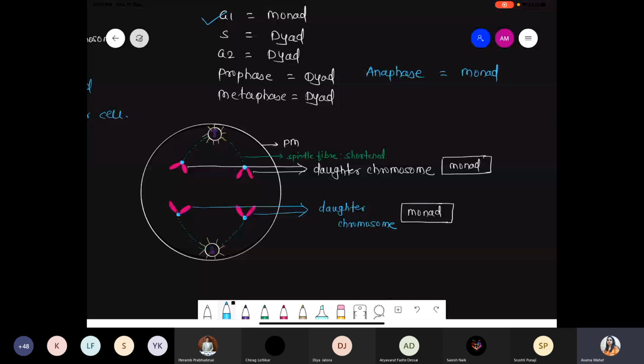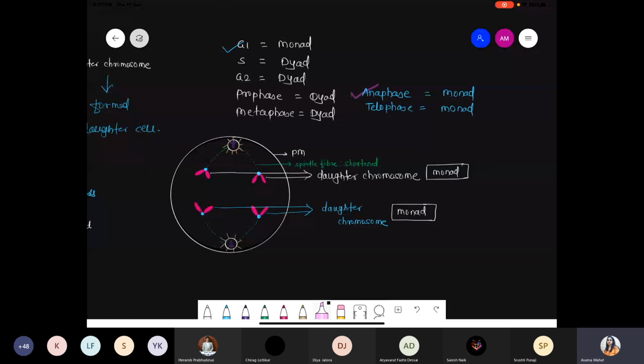The same holds for the telophase. As the cell enters telophase, obviously this condition is achieved, that is the monad condition. Okay? So where will the question be designed from? The question will be designed from anaphase. Because you know very well that once the cell enters telophase, there is a formation of two nuclei. So it is a clear-cut scenario that the DNA content is equally distributed into two cells.